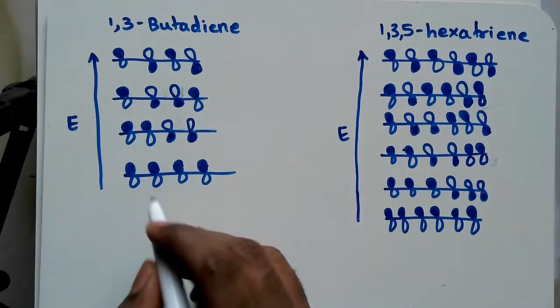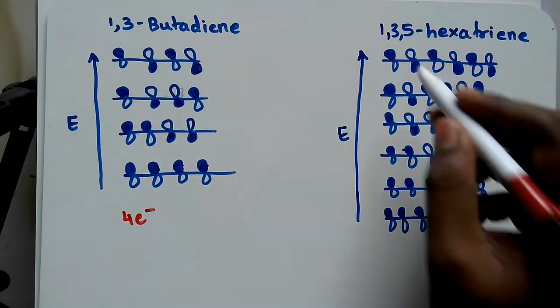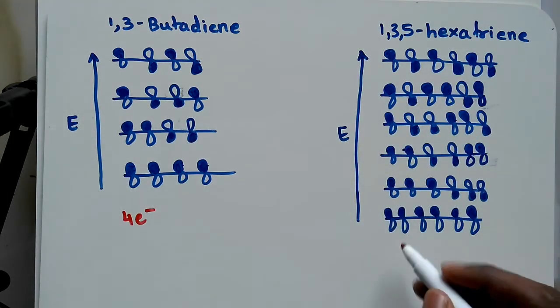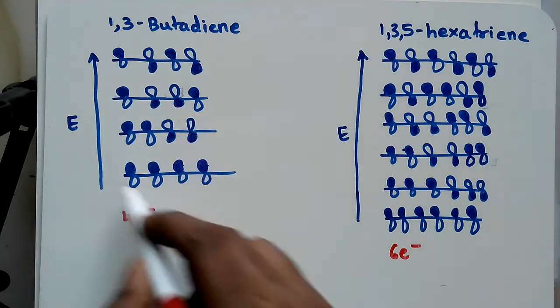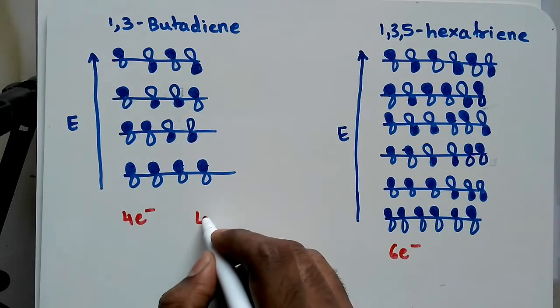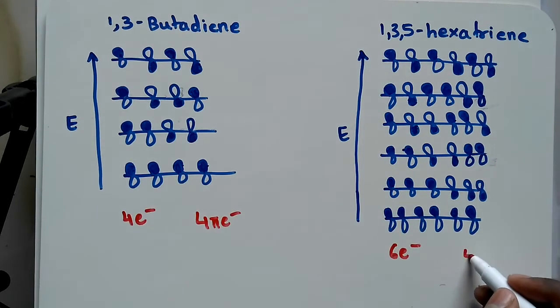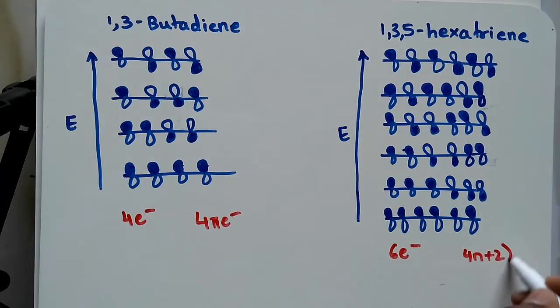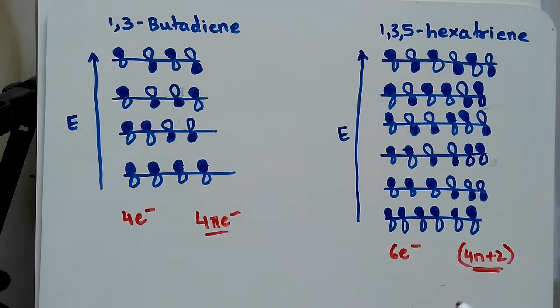In the 1,3-butadiene case there are 4 electrons that we have to show, and in 1,3,5-hexatriene we have 6 electrons to show. So these types of systems are called 4n pi electron systems, and this is called 4n plus 2 pi electron systems. Okay, so these are the two systems that we have to check.